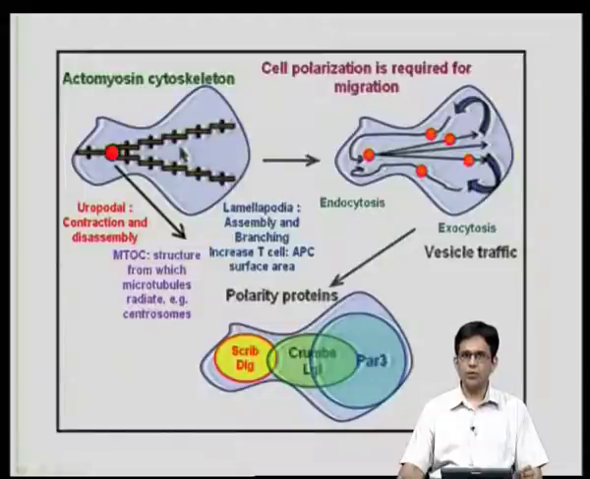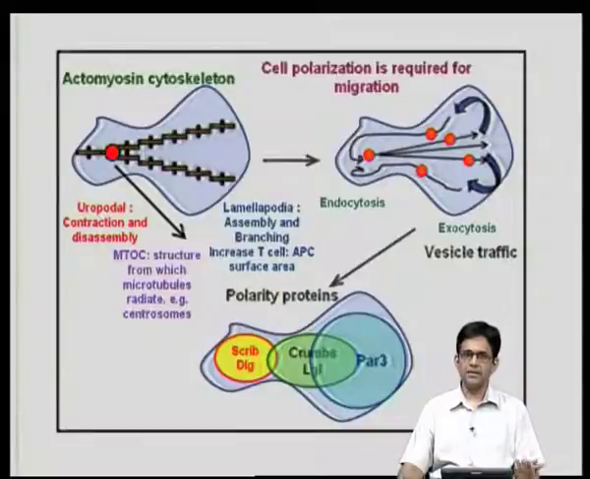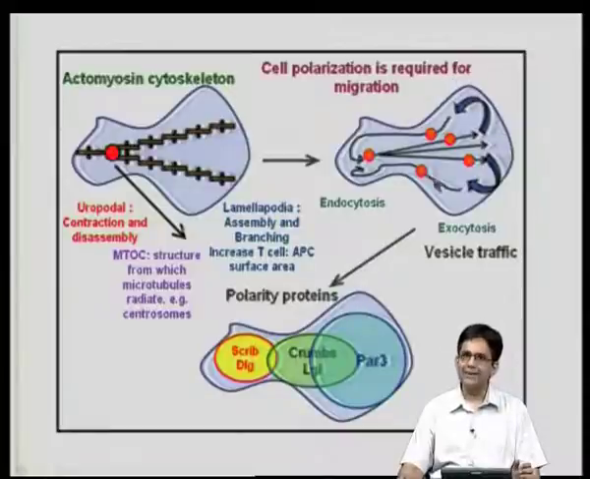What is interesting to note over here, at the distal end of the leading edge, you have the lagging edge, which is known as the uropod, and the structure that is shown over here is the microtubule organizing center, which is the structure from which microtubules radiate, for example centrosomes and all. And over here what is shown is vesicular traffic. You can see that vesicular traffic, they come in and they go around and they come back. Okay. So, that is what the arrows are showing.